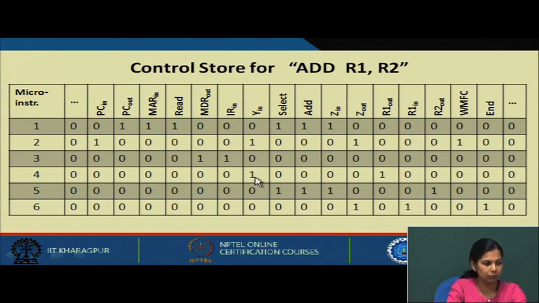Similarly, in step 4, for this instruction, we need to perform R1 out, Y in, and then R2 out, select Y, add and Z in. Now in Z, my result should be stored in R1. So I have to do Z out and R1 in. So this is the control store for add R1, R2.